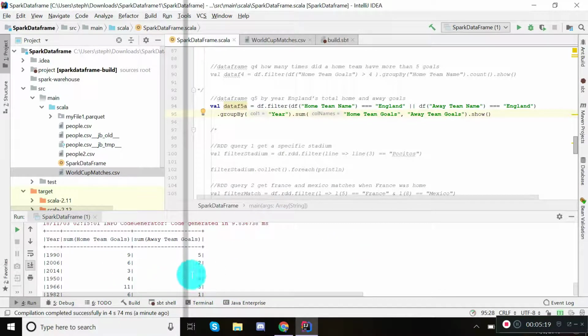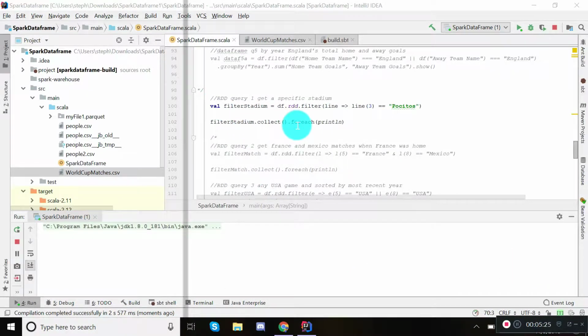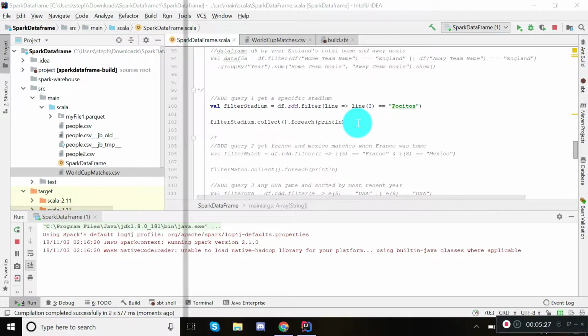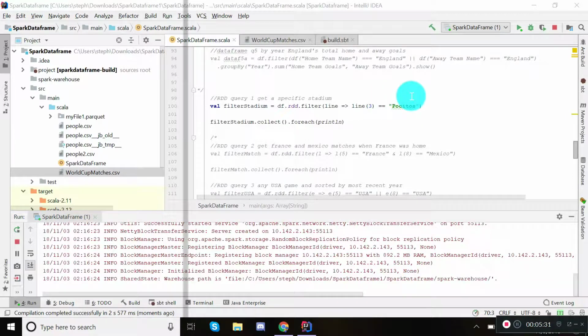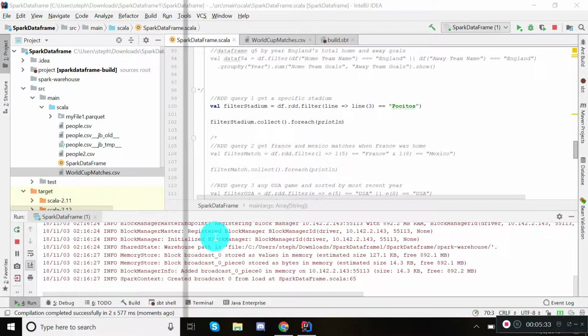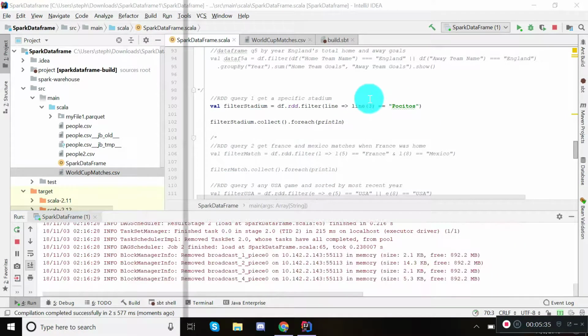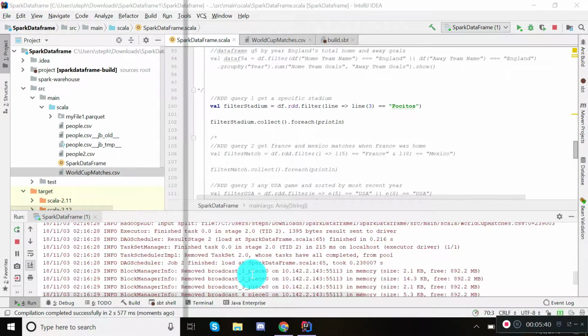So that's what we can see with this. And actually it looks like most of the times they perform better at home than when away. This is my first RDD one query. It's fairly simple. It's just looking at the stadiums. So it's finding this specific stadium, and it looks at line 3.